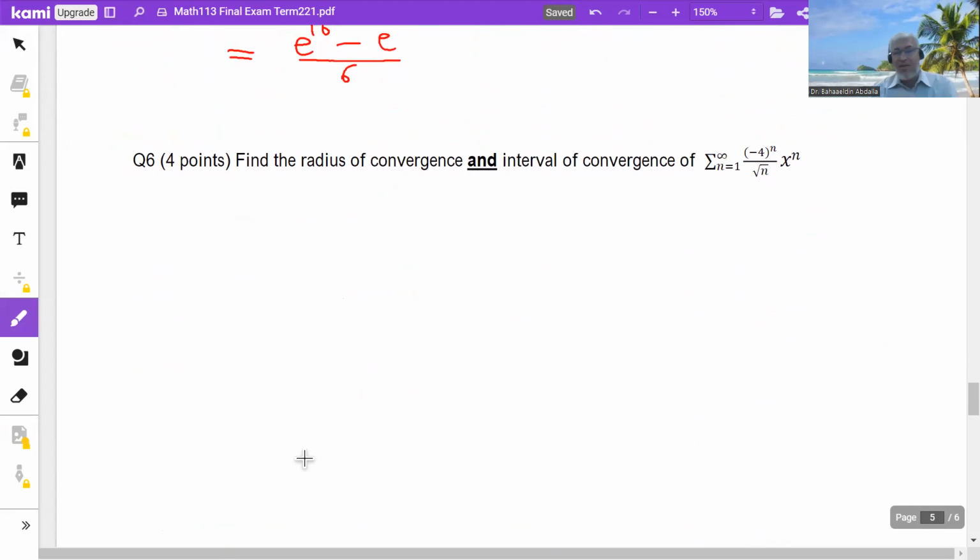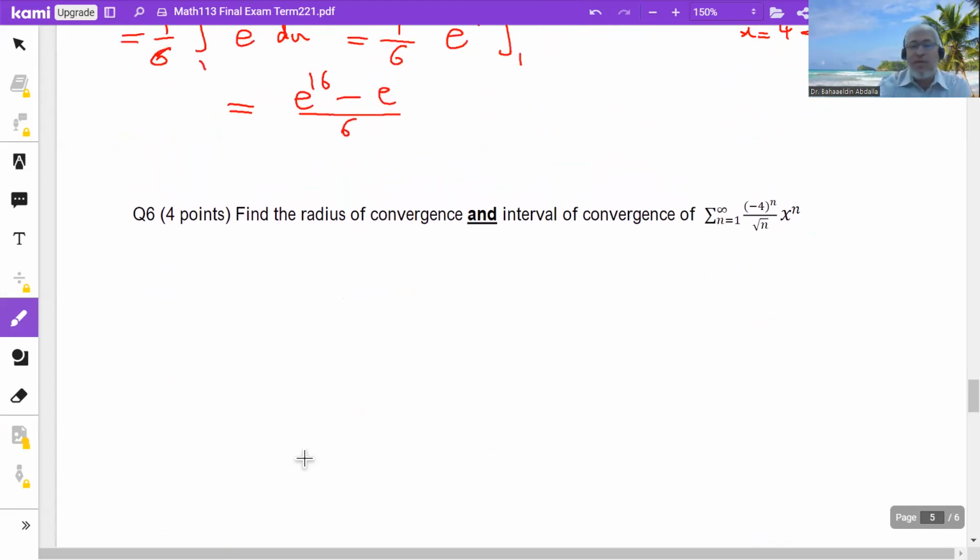Find the radius of convergence and interval of convergence of this power series. All right, we use the ratio test. We have an and an plus 1. I replace n by n plus 1.